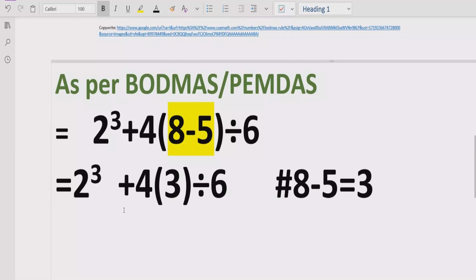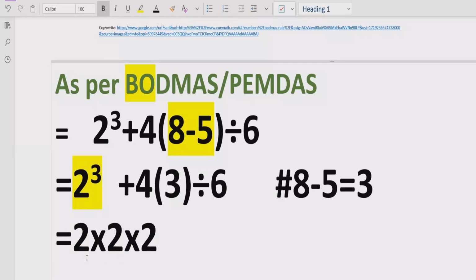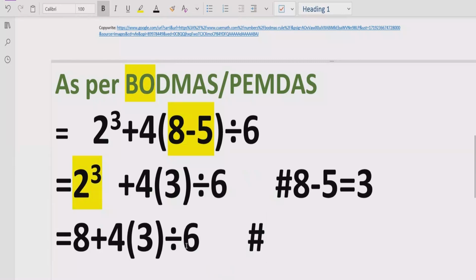Now move forward to solve step number 2, which is the exponent part, the power of any number. So here we have this number which has the power, so we have to solve this part. 2 raised to power 3 means 2 multiplied by 2 multiplied by 2, which is 8. So here we will write 8 plus 4 times 3 divided by 6. And here we will give the reference: 2 multiplied by 2 multiplied by 2 equals 8.